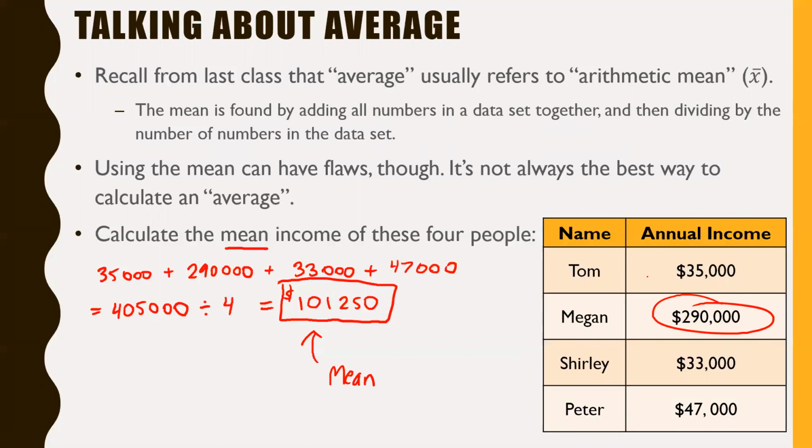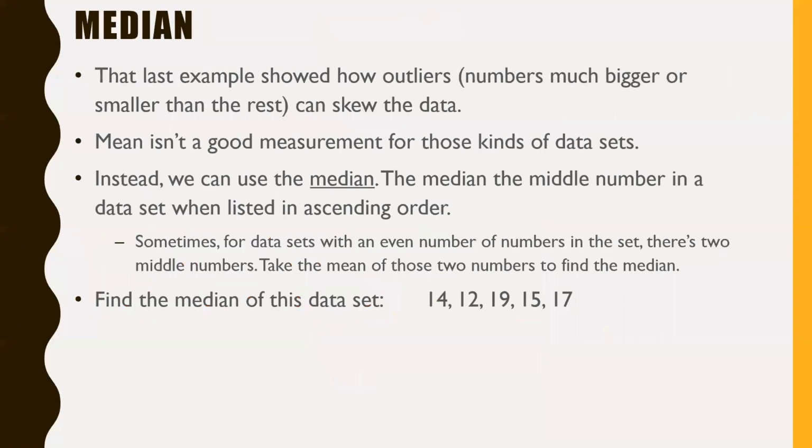And really the reason that this is happening in this case, again, is because Megan here is making way more money than everyone else. In other words, Megan is what we would call an outlier. So an outlier is a number in a data set that is way off what the other ones are, and that's what's throwing us off. If we ignored her altogether here and we just found the mean average between Tom, Shirley, and Peter, we'd probably get a better indication of what the 3 of them are making on average. So again, this brings us into a conversation about the median. That last example showed how outliers, which are numbers that are much bigger or smaller than the rest, can skew the data, right?